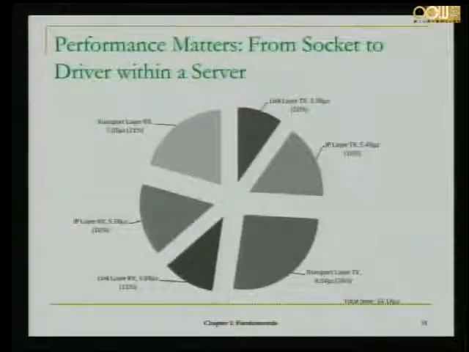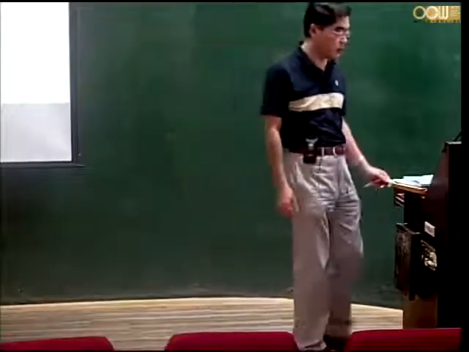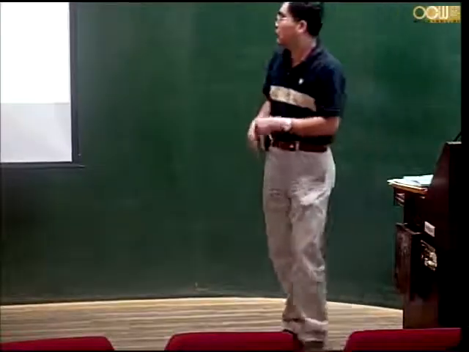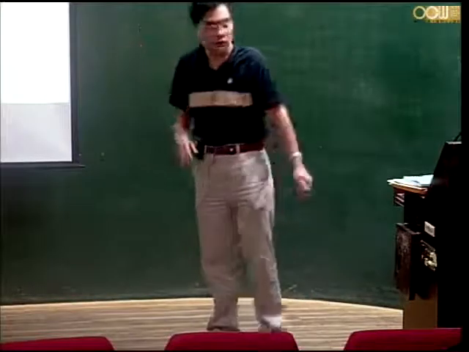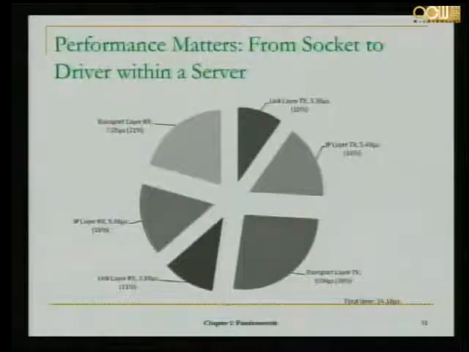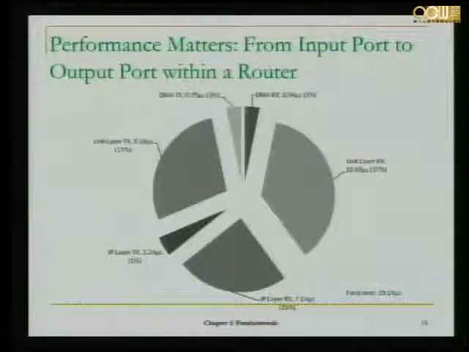And if you look at the time you need to pass through the protocol stack, the total time in a server is 34 microseconds. I mean round trip, not one way, but round trip. But excluding the application daemon, the application program. So 34 microseconds. Here, it's 29 microseconds within the router. So it's smaller, because you don't have the transport layer overhead.